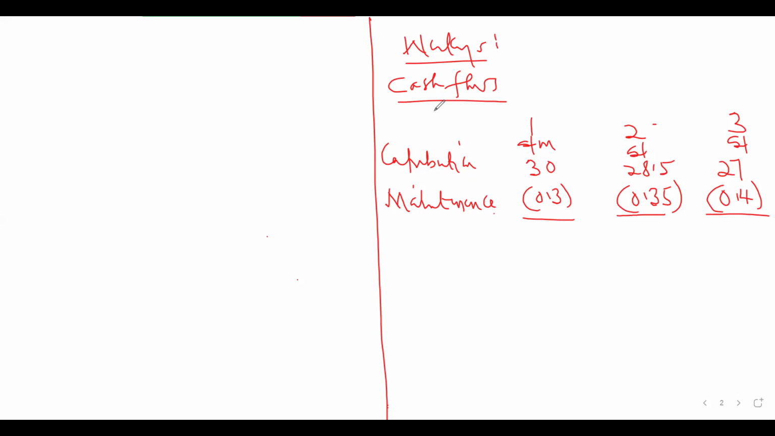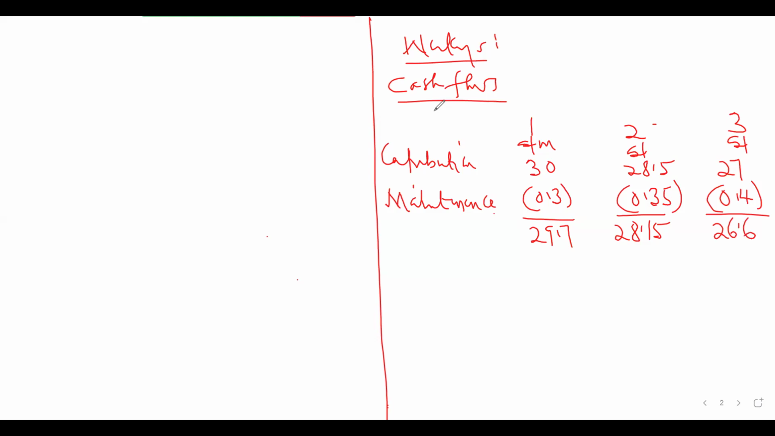So this will give us what? I'm having 29.7. Then 28.5 minus 0.35 gives 28.15. Then 27 minus 0.4 gives 26.6.